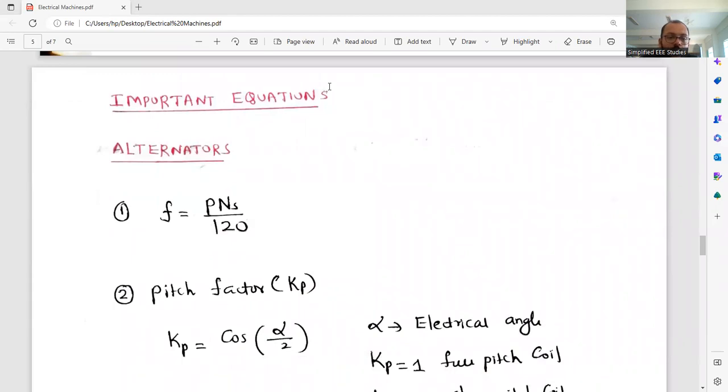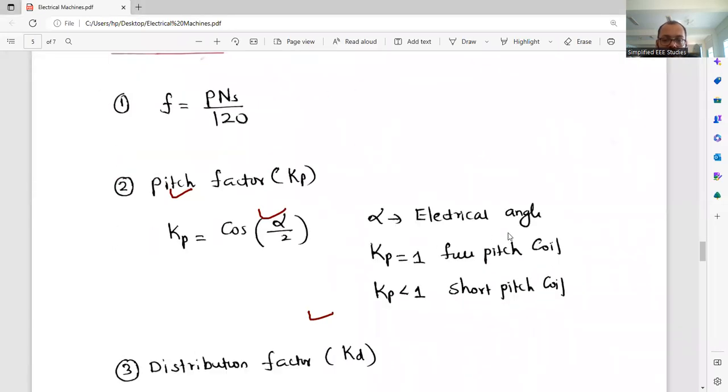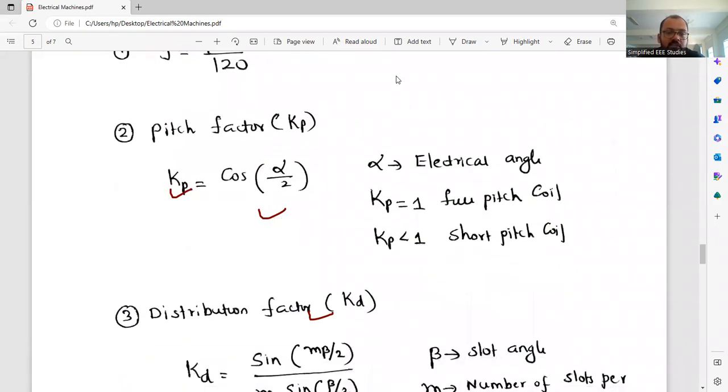Now I'll be discussing the important equations related to the AC generator, or you can call it an alternator. The frequency of AC voltage generation is given by F is equal to P Ns by 120. Similarly, the pitch factor Kp can be written as cos alpha by 2, where alpha is known as the electrical angle. If Kp is equal to 1, then it is known as a full pitched coil. If Kp is less than 1, then it is known as a short pitched coil. So you have to remember these things whenever you are doing the problems.